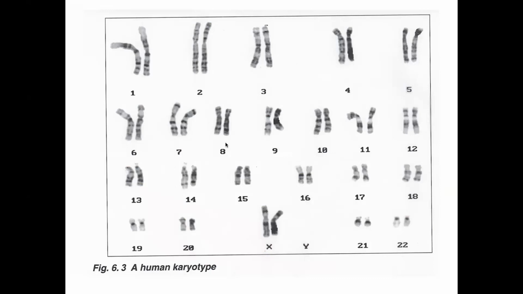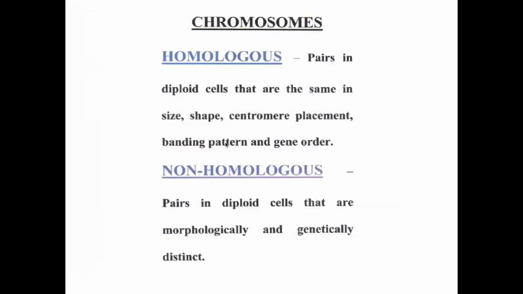So again, just for a more formal definition of this terminology, homologous chromosomes are pairs of chromosomes in a diploid genome or diploid cells that are the same in terms of their physical appearance and also in terms of their genetic constitution, at least at the gene level, the same types of genes and the same linear order of genes along the length of that chromosome.